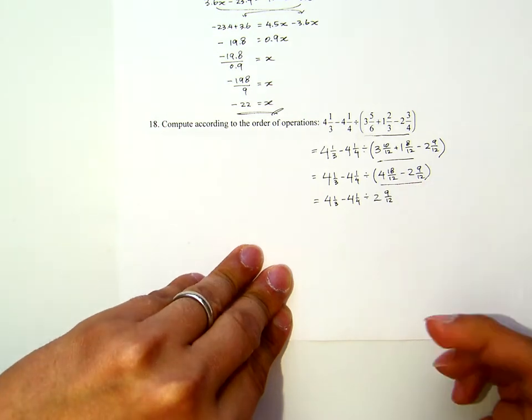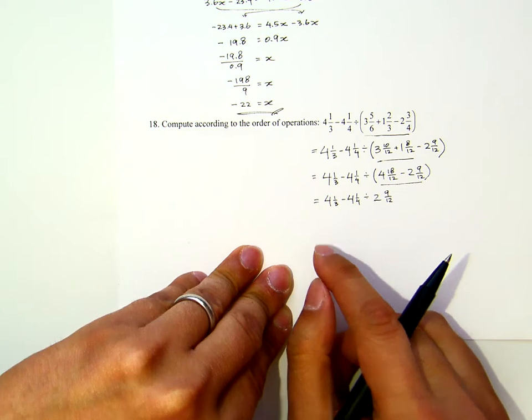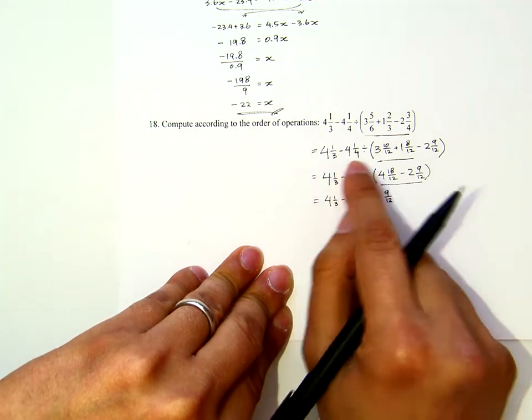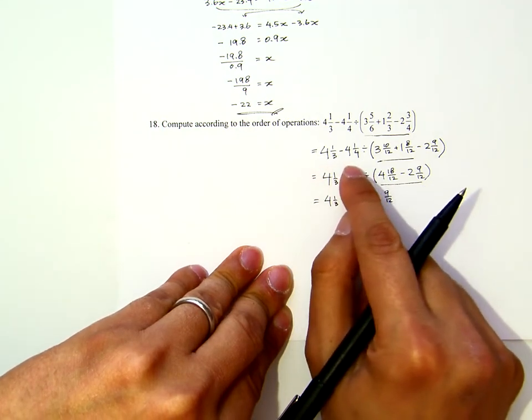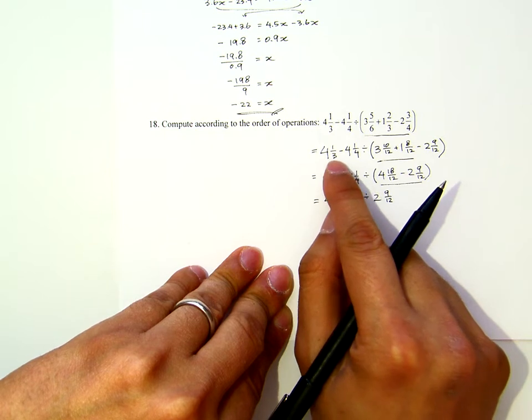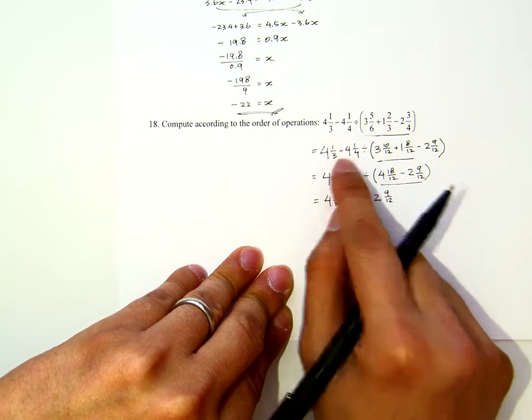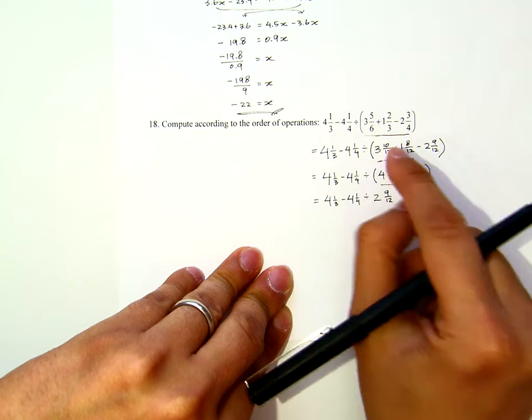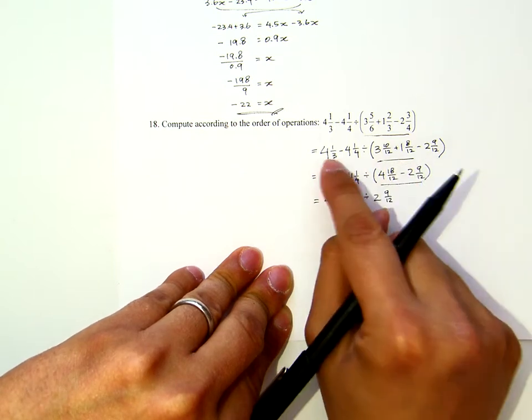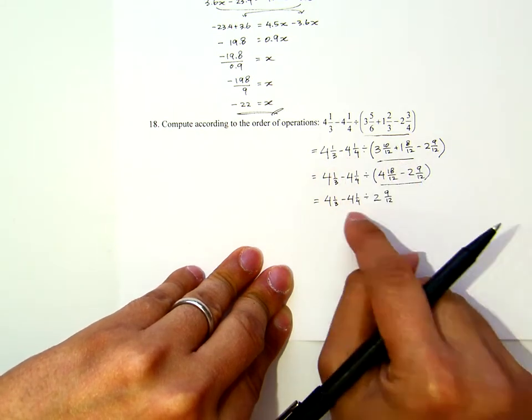Now, one common mistake made by a lot of students is that they combine these two right away, but no, you can't do that, because the operation in between is subtraction, but from here to there is division. In other words, before you subtract, you're supposed to divide first.